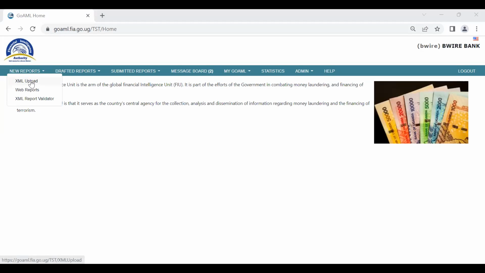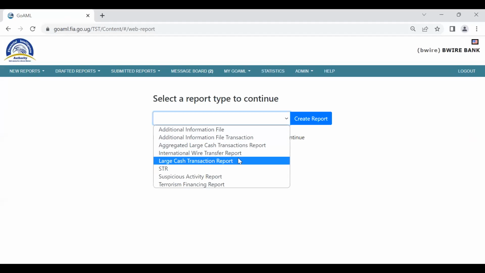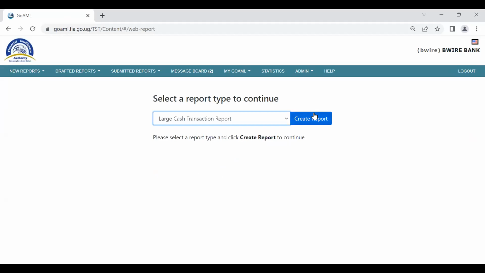And like I've said, you have already engaged with a couple, ForexPrint and Blueprint, and they are able to do this. So please reach out to them and ensure that they take you through the download from their system and the upload onto the goAML system. So for practice purposes, we'll be doing just new reports, web reports, and then you pick the large cash transaction report. This is just to take you through what really happens, but automation will be done.